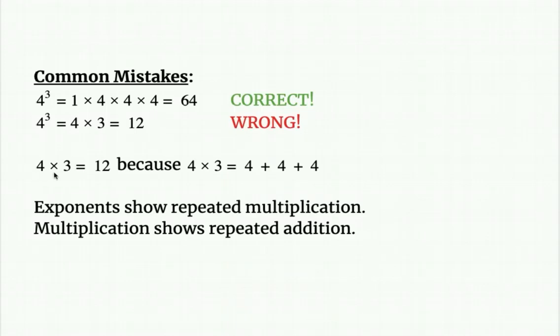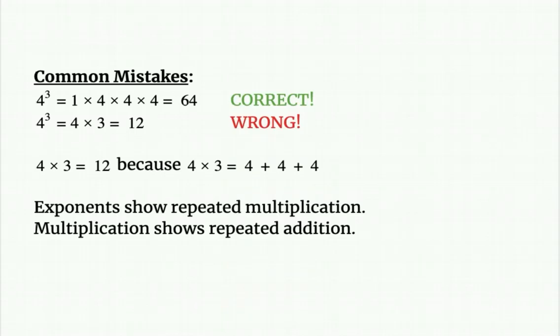4 times 3 is equal to 12 because 4 times 3 is actually repeated addition. You're basically adding 4 3 times. 4 plus 4 is 8. 8 plus 4 is 12. So it's important to know the difference there. Exponents show repeated multiplication. Multiplication is not the same. That's just repeated addition. That's your shortcut instead of adding over and over and over again. So be sure to have that in your notes because it is super common to make that mistake.